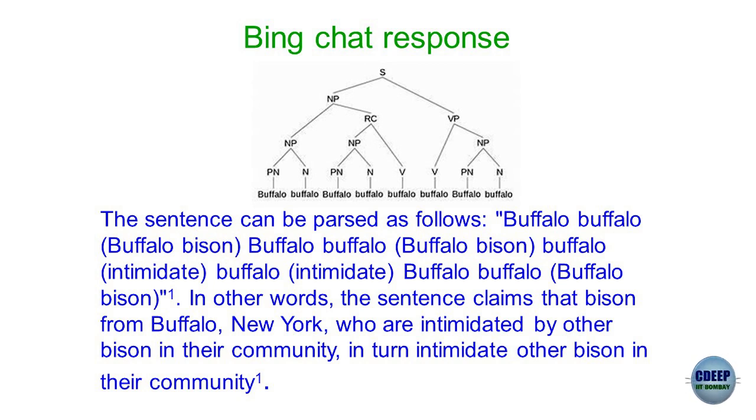Buffalo. The buffaloes which are bullied by a second set of buffaloes. So this is the noun phrase. And the verb phrase is this: bully other buffaloes. In this verb phrase, we have this verb, which is the main verb, and buffalo is the object of this verb. Okay. So this parse tree is correct. So Bing produced this parse tree.